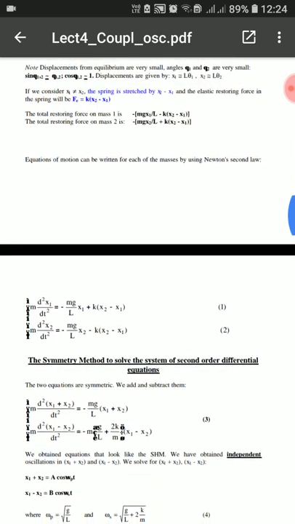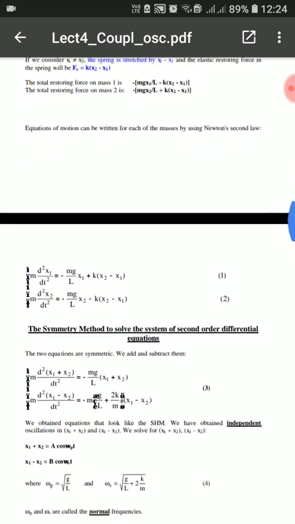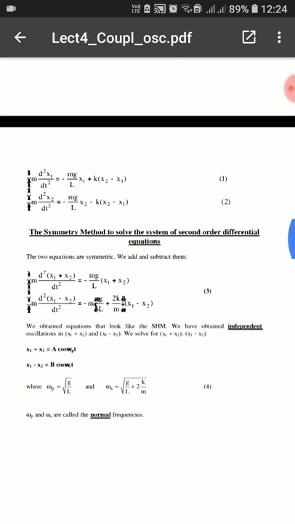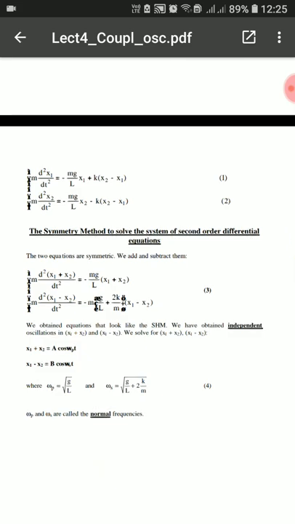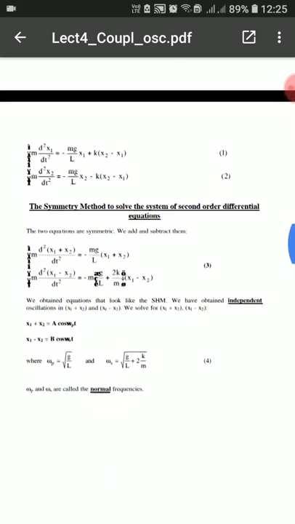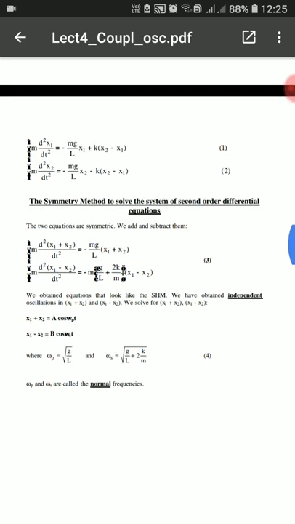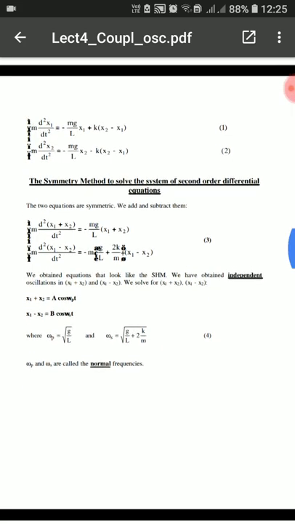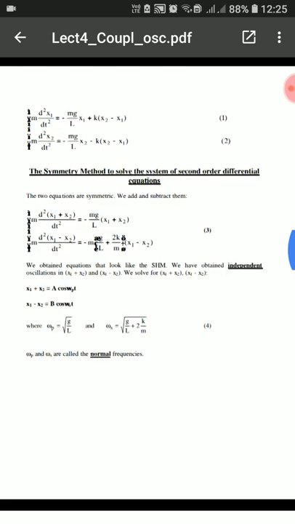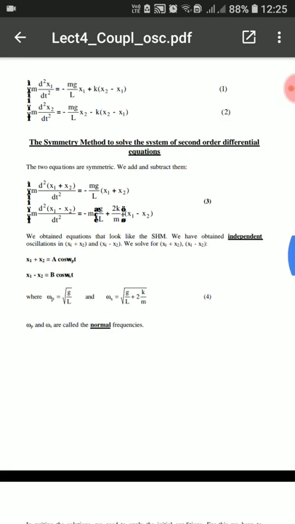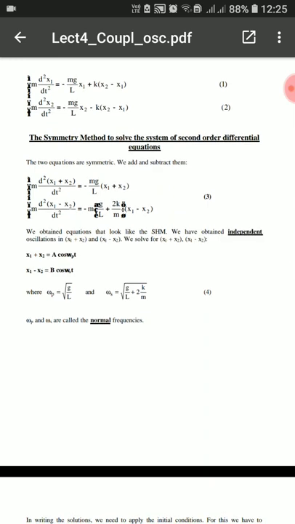The equation of motion can be written for each of the masses by using Newton's second law of motion, that is F equals mass into acceleration. So we can write the two equations like this: m d2x1 over dt squared equals minus mg x1 over L plus k into x2 minus x1. Similarly for the second, m d2x2 over dt squared equals minus mg x2 over L minus k into x2 minus x1. Let us call them equation numbers 1 and 2.